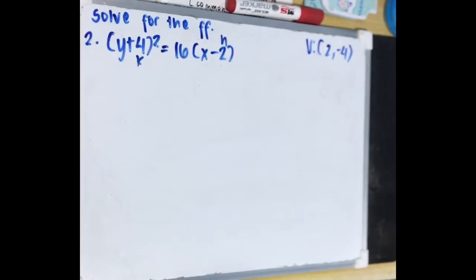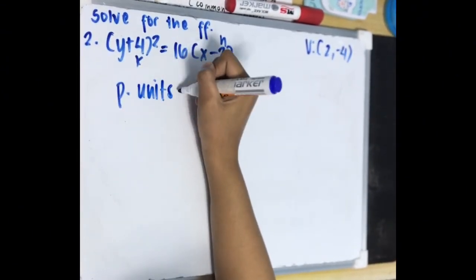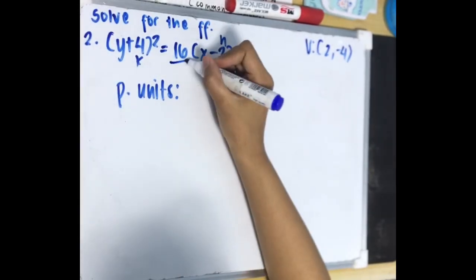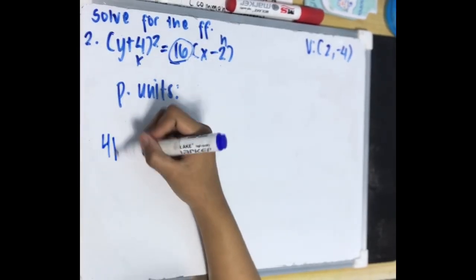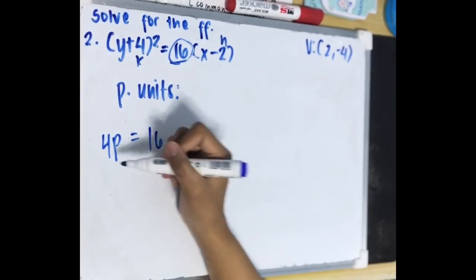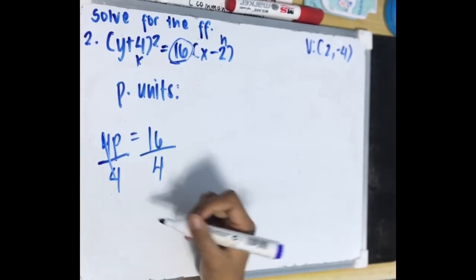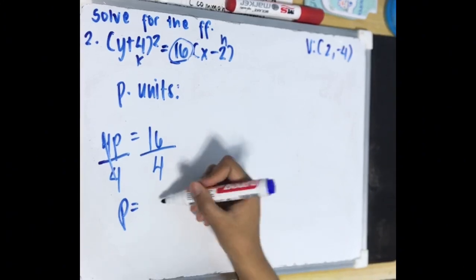So, to find the p units of the equation, we will find the 4p. So, basically, our 4p is here, 16. And we will write, since positive po yan, we will write down 4p equals 16. And para makancel out natin yung 4, we're going to divide both sides by 4. And cancel 4, p equals 16 divided by 4 is 4.